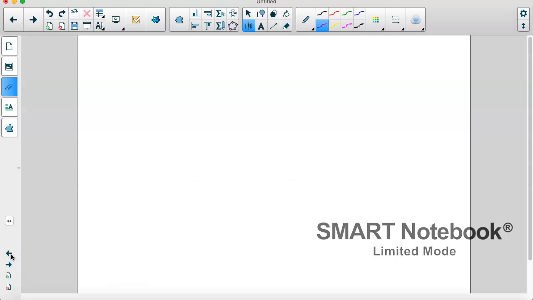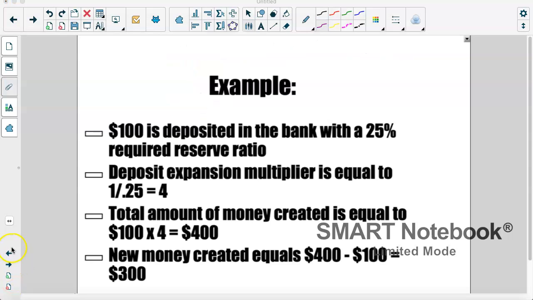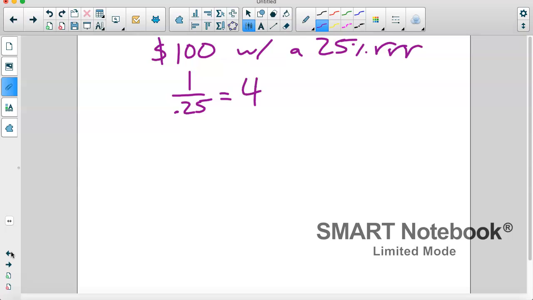So I'll go ahead and write it up here. We have a $100 deposit with a 25% RRR. Okay? The first step is figuring out what your deposit multiplier is. So you take 1 over 0.25, because it's 25%. So 1 over 0.25 is going to equal 4. This is now your multiplier.